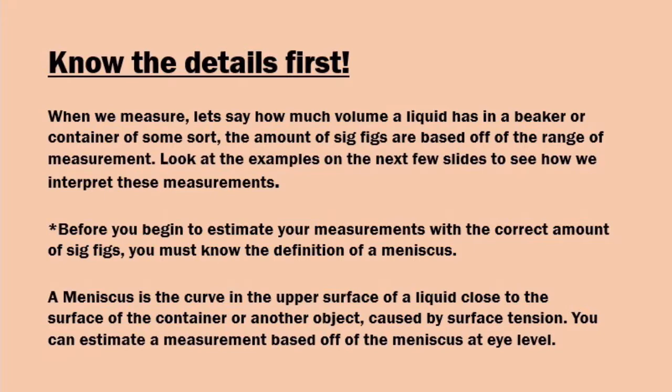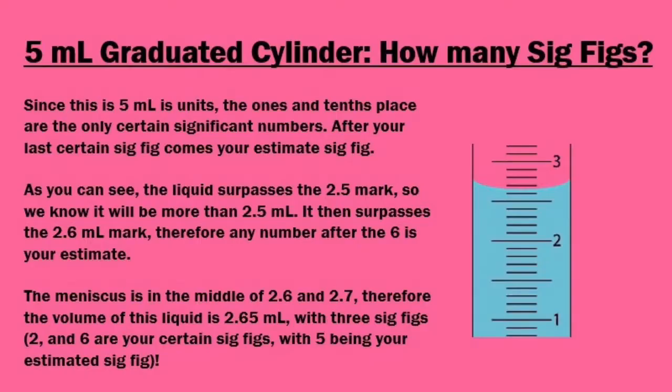So, when we measure, let's say how much volume a liquid has in a beaker or a container of some sort, the amount of significant figures are based off of the range of the measurement. To obtain a measurement from any container or beaker, we must know that a meniscus is the curve in the upper surface of a liquid at eye level, close to the surface of the container or another object, caused by surface tension. Let's take a look at a few examples.